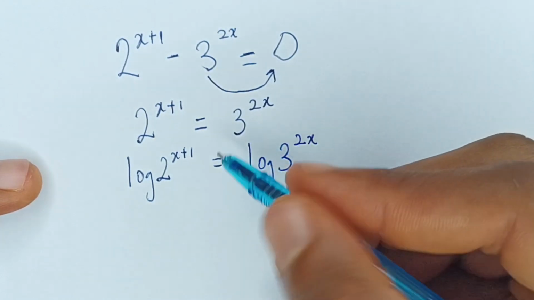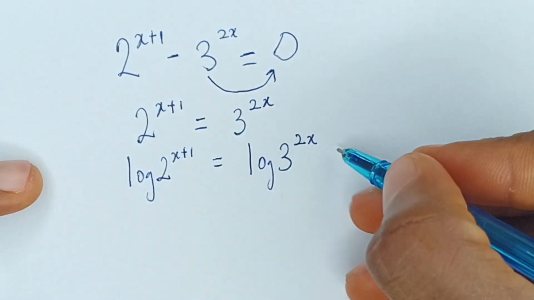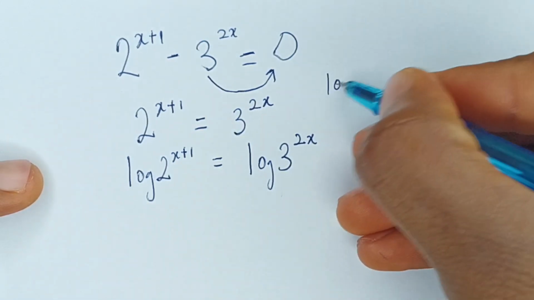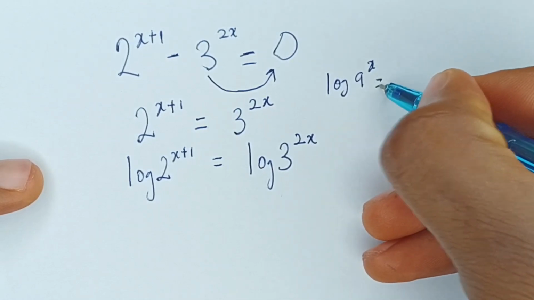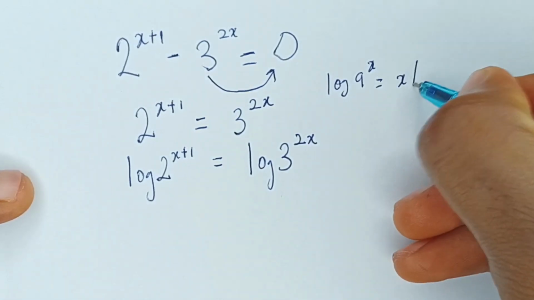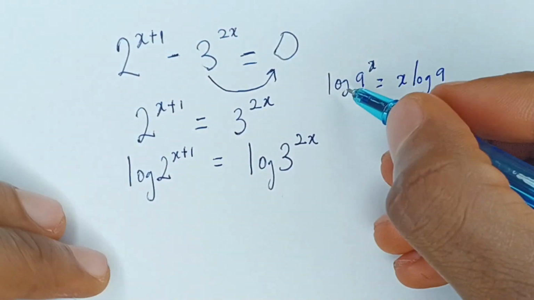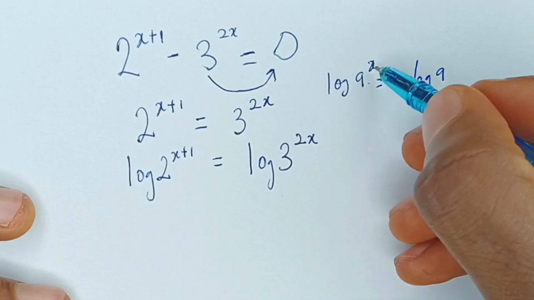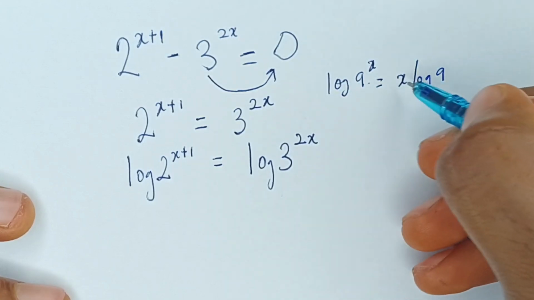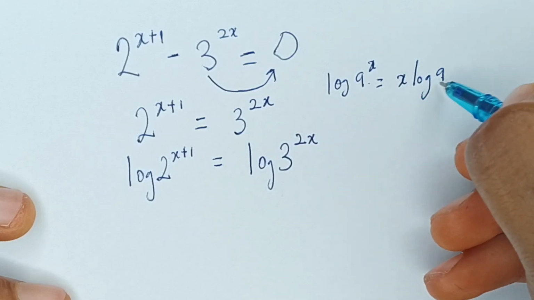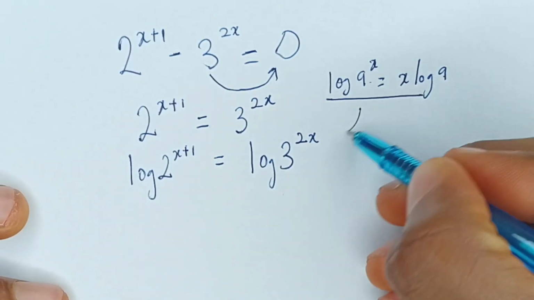Alright, now let me explain something quickly. In log, we have a law that says that log of a raised to the power x is equal to x log a. So when you have a logarithm of a number raised to a power, they can be written as the power multiplying the log of that number. So we're going to use this knowledge and apply it here.